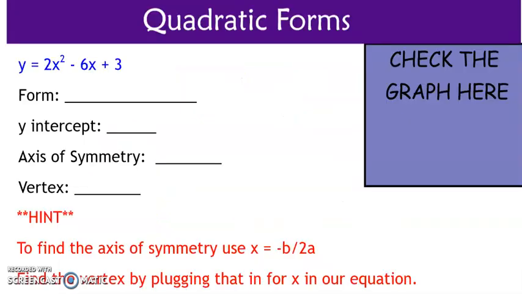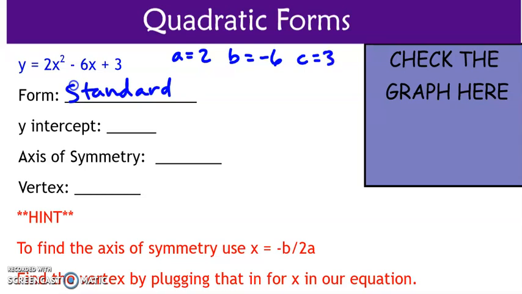All right, next example. I've got no parentheses there. This looks like ax squared plus bx plus c, so this is standard form. Now I like to label off to the side here what my a, b, and c values are. So we get 2, negative 6, and 3. Our y-intercept is given. That's this 3 value, or the c, on our graph. So I get (0, 3).